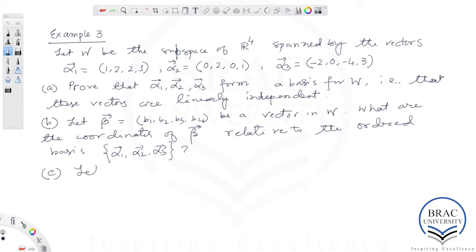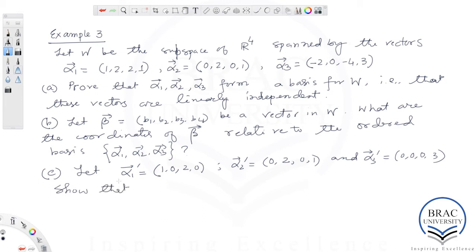In the third part, let alpha 1 prime be the 4-tuple (1, 0, 2, 0). Alpha 2 prime is the 4-tuple (0, 2, 0, 1). And alpha 3 prime is the 4-tuple (0, 0, 0, 3). Show that alpha 1 prime, alpha 2 prime, alpha 3 prime form a basis for W.